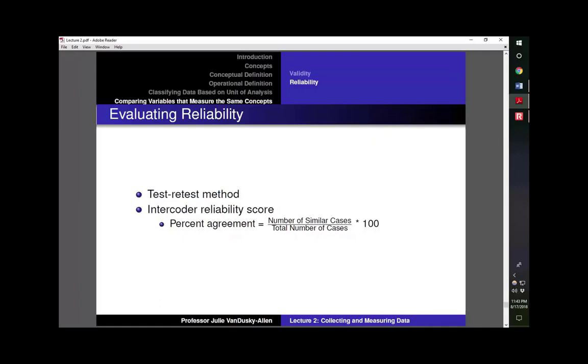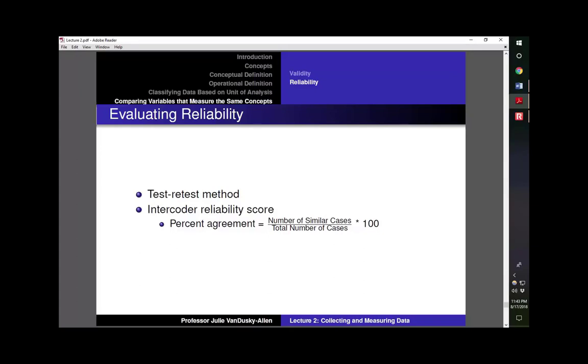There are several different ways we can evaluate reliability. One way is the test-retest method. In the test-retest method, we apply the coding criteria from our variable to the same subjects repeatedly to make sure the variable produces the same coding outcome every time. When we have multiple researchers coding our data, we can use an intercoder reliability score to make sure the variable produces the same coding outcome for each subject in our data set, regardless of which coder is coding the data.